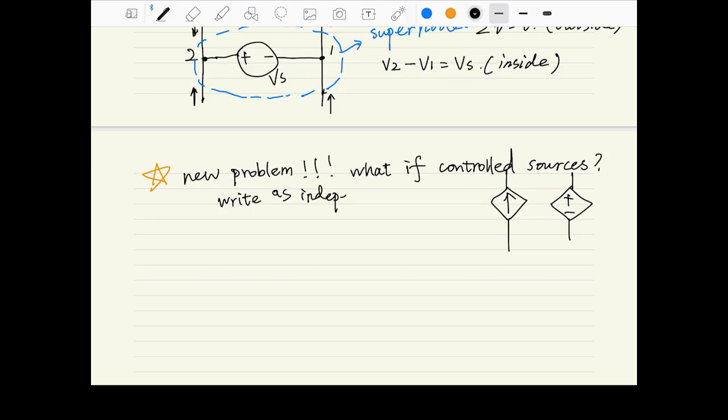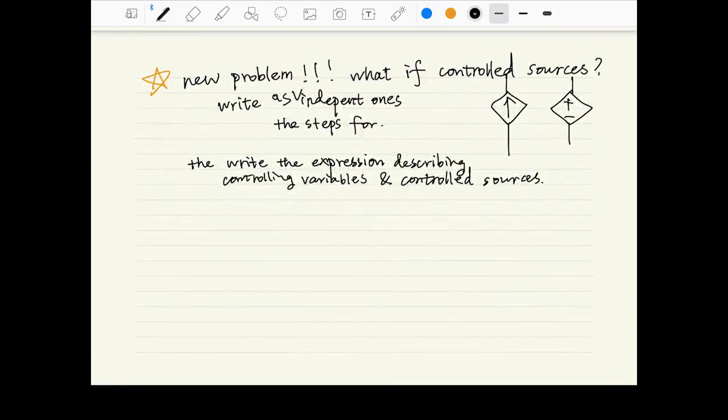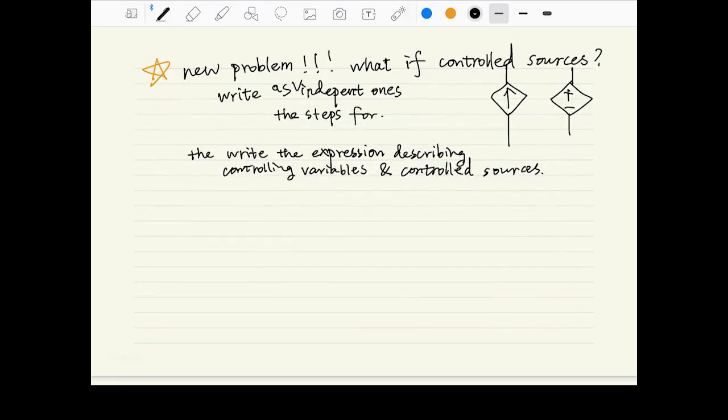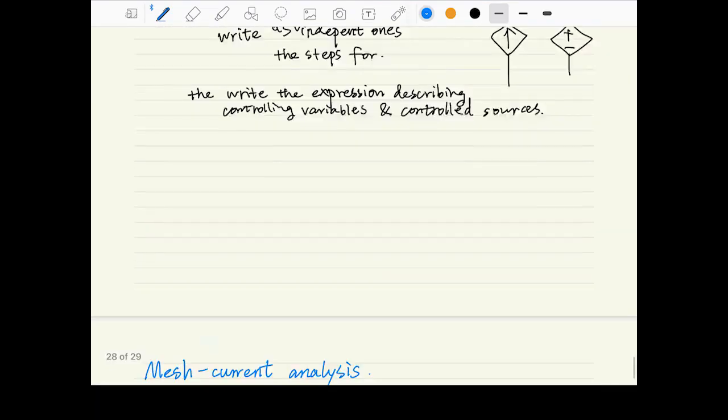Is it clear? And some curious students will ask, I still have a question. What if the sources are controlled, like a voltage or current controlled source? Well, my answer is just follow all the steps you have learned, do the same, and add one more equation to describe the relationship between the controlled source and the controlling variable. And then you'll be fine. You'll be able to solve it. You'll see the examples in both lectures and Weinan's tutorial.